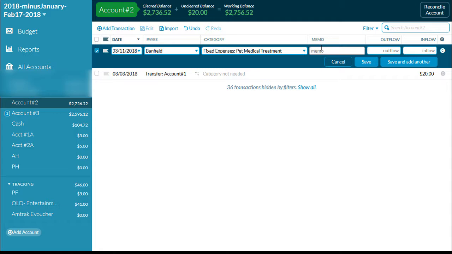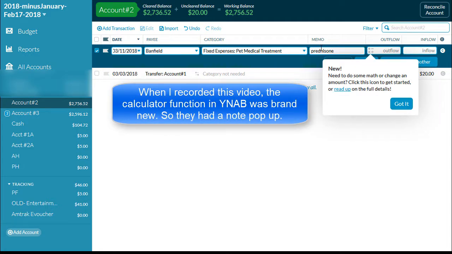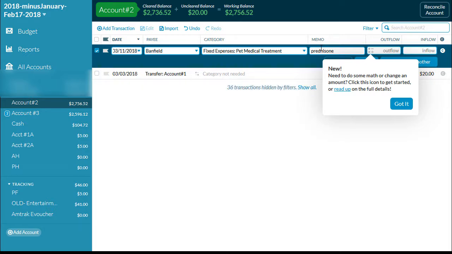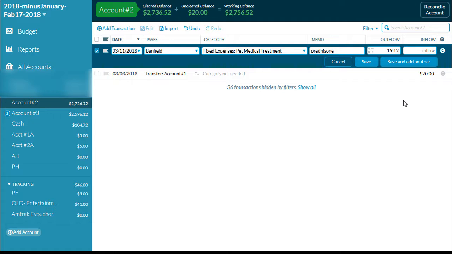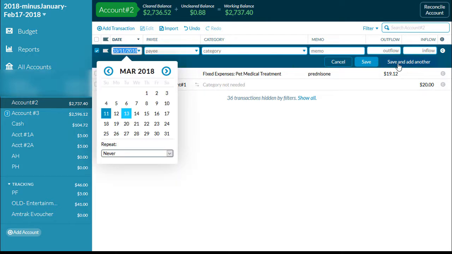So I'm going to put in here prednisone. And I spent $19.12. So I have my entire transaction done, and I am going to actually save and add another transaction because we have another one. Now, be sure that if you're spending it, it goes in the outflow. If it's income, any money coming in, it goes in the inflow, but I spent it.